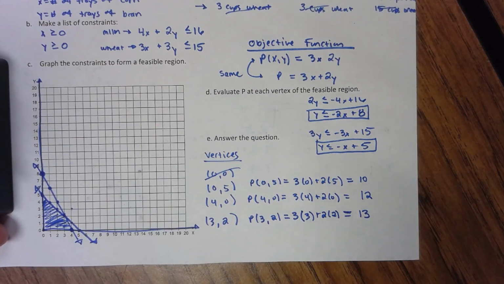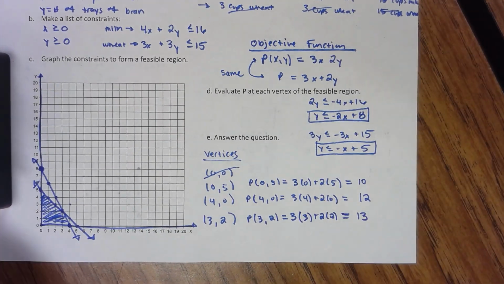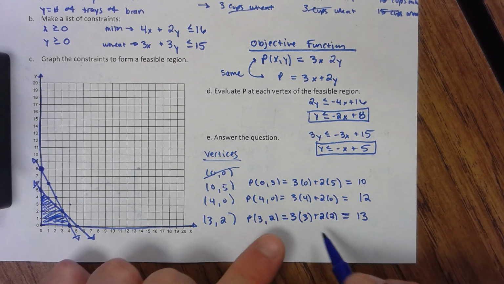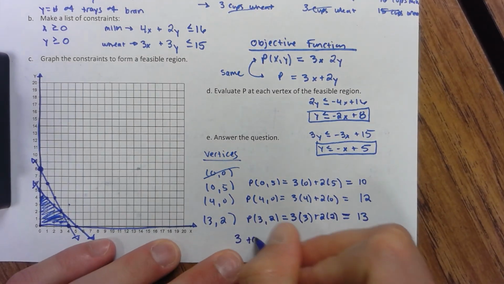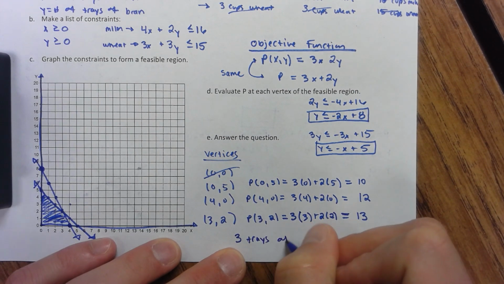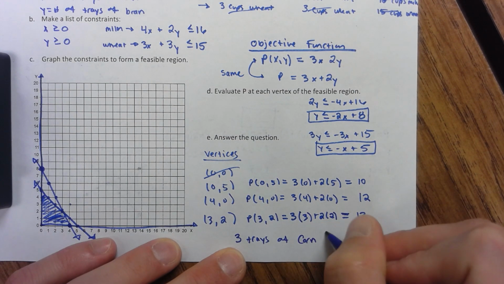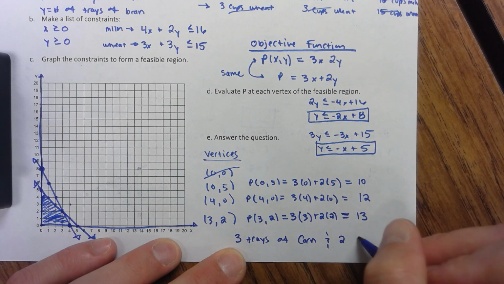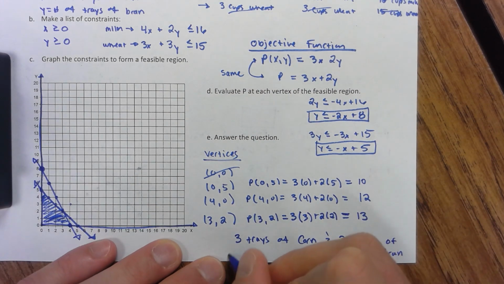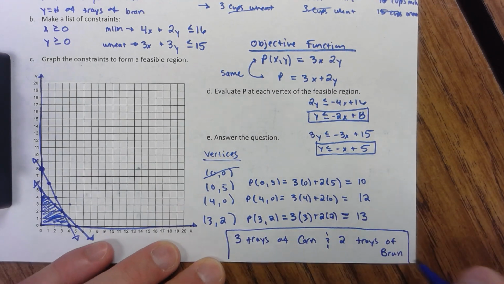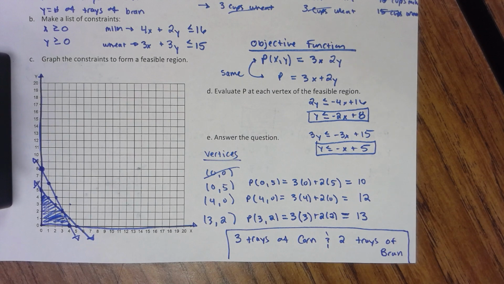Okay, so based on the limited ingredients the baker has and how much he sells each tray for, the baker should make 3 trays of corn and 2 trays of bran. All right, and that's it.